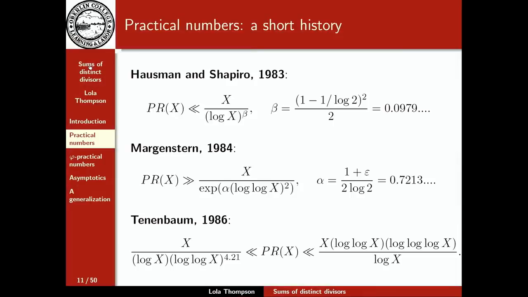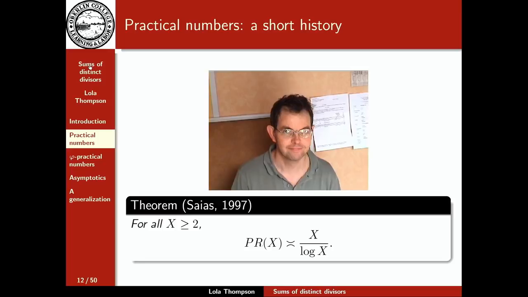A series of papers by Hausman and Shapiro, Morgenstern, and Tenenbaum attempted to get more precise upper and lower bounds for the count of practical numbers up to x. And as we can see, the upper and lower bounds from Hausman and Shapiro and Morgenstern were improved. But the best upper and lower bounds obtained until recently were due to Saias, who showed that the order of magnitude of this function is actually x over log x.